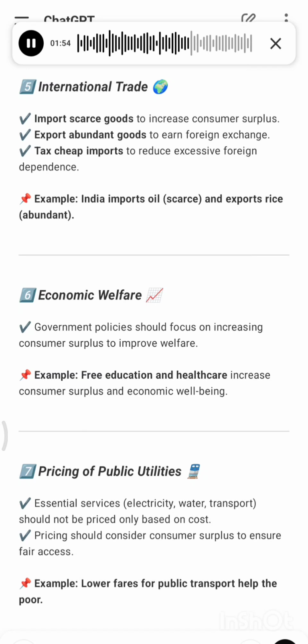6. Economic welfare: government policies should focus on increasing consumer surplus to improve welfare. Example: free education and healthcare increase consumer surplus and economic well-being. 7. Pricing of public utilities: essential services, electricity, water, transport, should not be priced only based on cost. Pricing should consider consumer surplus to ensure fair access. Example: lower fares for public transport help the poor.